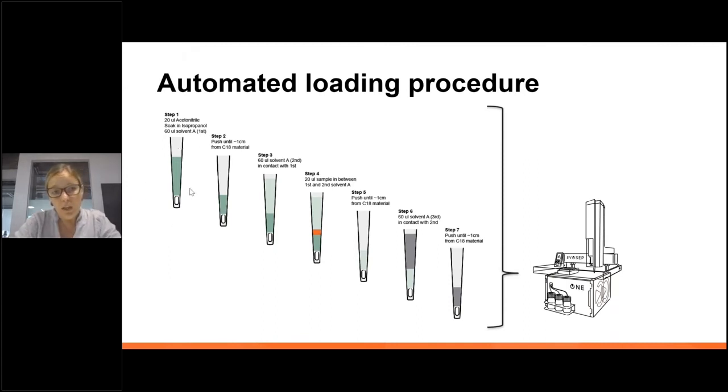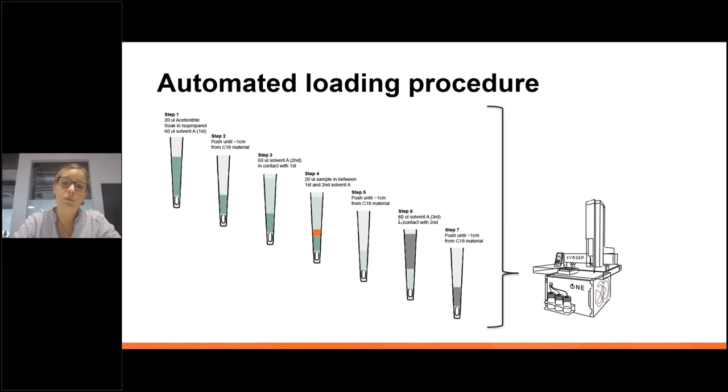We are using 60 microliter of solvents. So initially we soak the tips in isopropanol on the Opentrons, and then we add 60 microliter of solvent A, which we will then push through to a sufficient liquid level. On top of this, we will add another solvent A plug of 60 microliter, and then we will add our sample of 20 microliter in between these two solvent A plugs as a sandwich, and then simply push through the sample, and then again add another layer of solvent A and push that through.